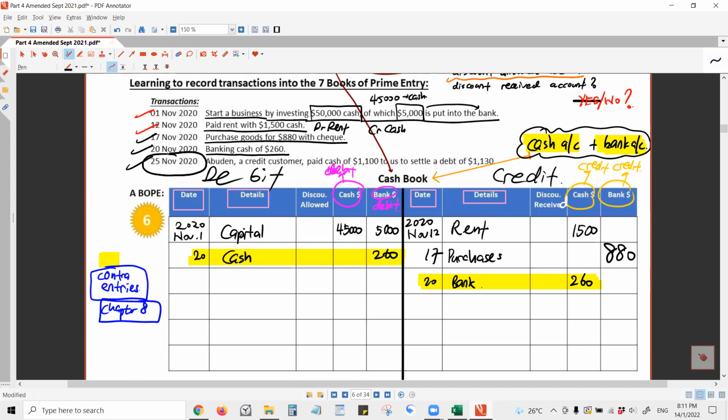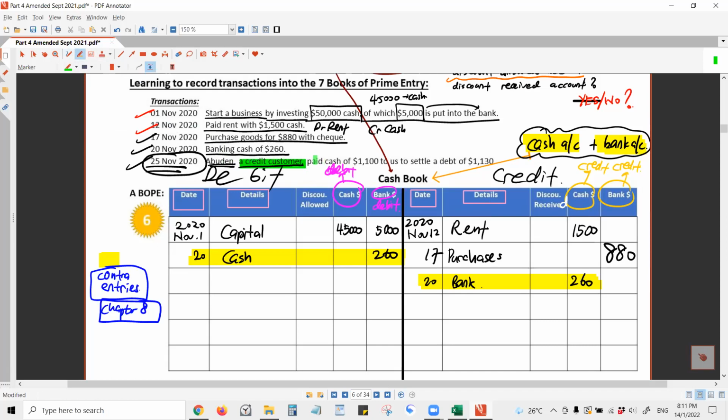25th of November 2020. On that day, what happened? Abu Dan, a credit customer. Who is a credit customer? A credit customer is a customer who owes us money. Why do they owe us money? They should have bought goods on credit from us earlier. That's why Abu Dan owes us money. We call this person a credit customer.